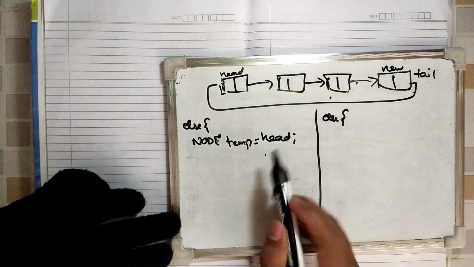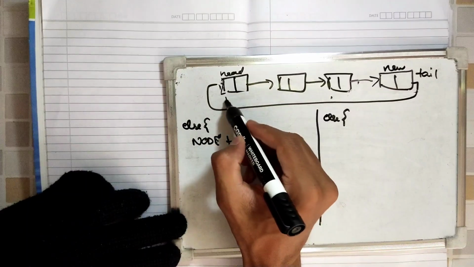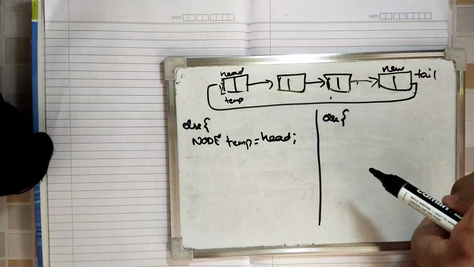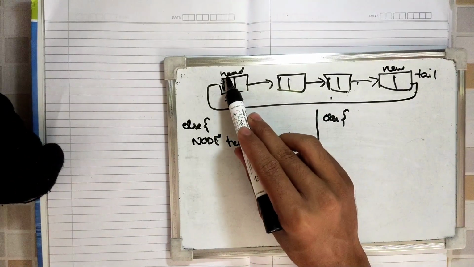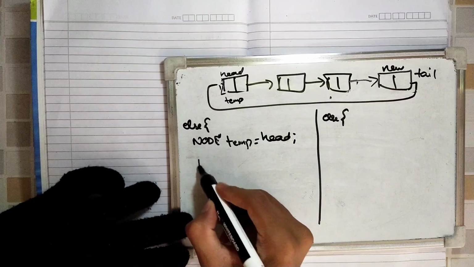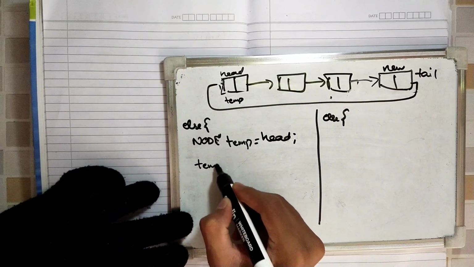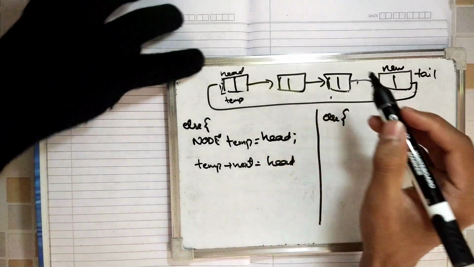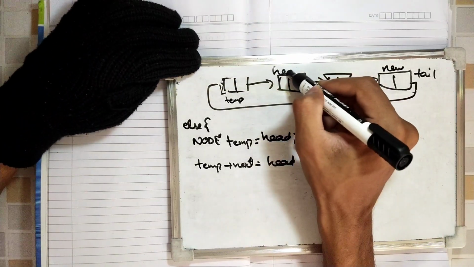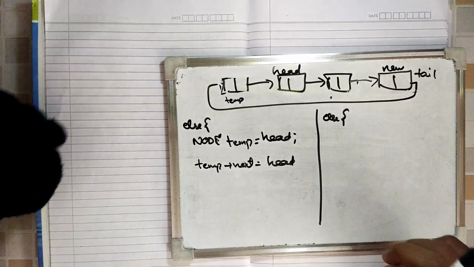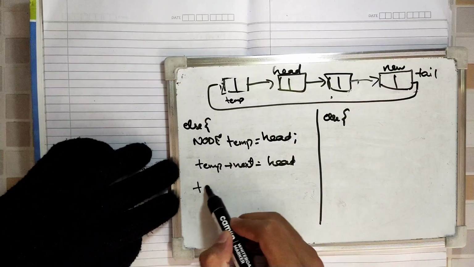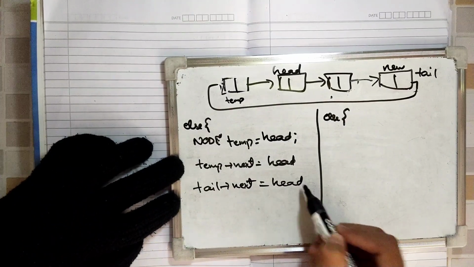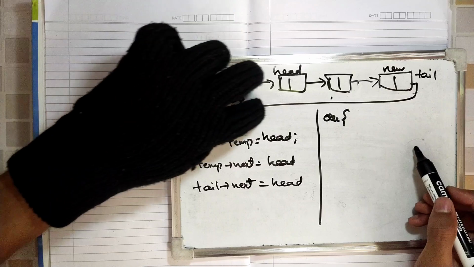Okay, now see here again. Now what happens, my temp is here. Now see here, this connection. First what I will do, I will send this head to here. Temp of next equals to head I will say. So my head jumps from here to here. Now still we have to do something. Now tail of next, what I will do, equals to head I will do again. So this connection from here broke.